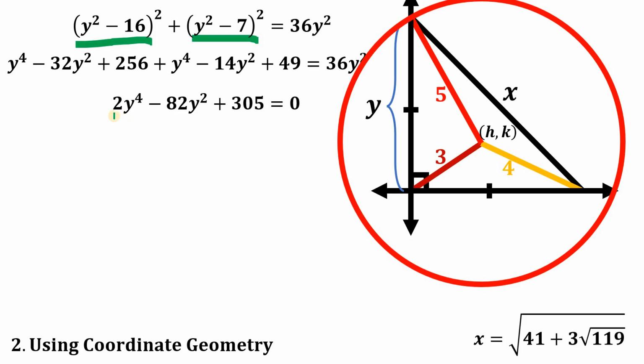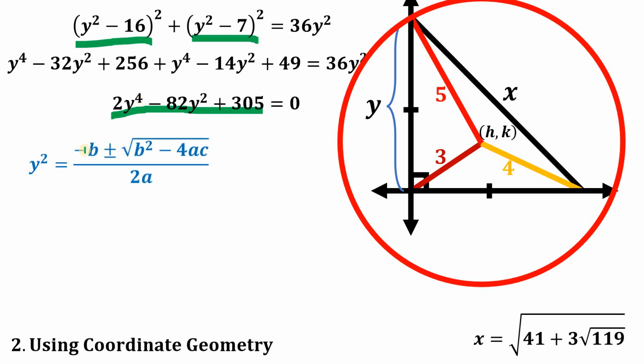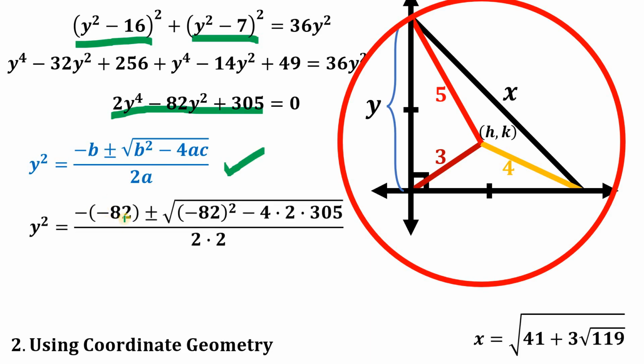Now, to find the value of y, we can say that this equation is a quadratic equation in terms of y squared because y raised to the fourth power is simply equal to y squared raised to the power of 2. So we can use the quadratic formula to find y squared. So y squared equals negative b plus or minus square root of b squared minus 4ac all over 2a. Performing the quadratic formula, this will give us negative of negative 82 plus or minus square root of negative 82 squared minus 4 times 2 times 305 all over 2 times 2. And simplifying this, we have y squared equals 41 plus or minus 3 times square root of 119 all over 2. This is the value of y squared.